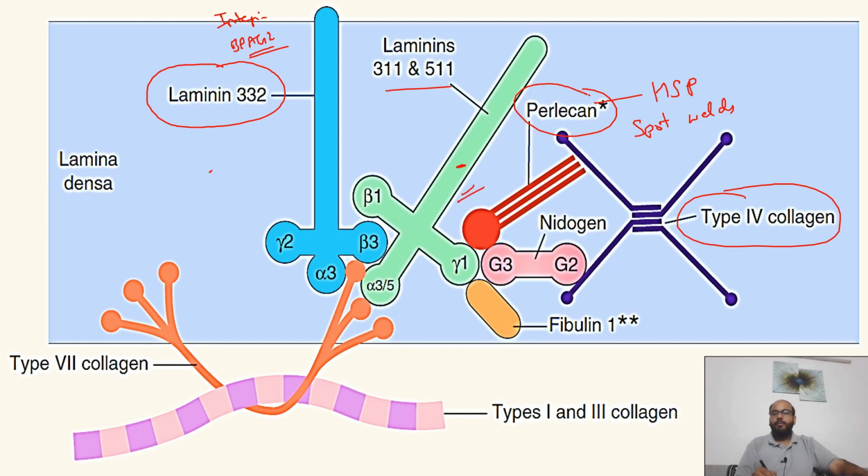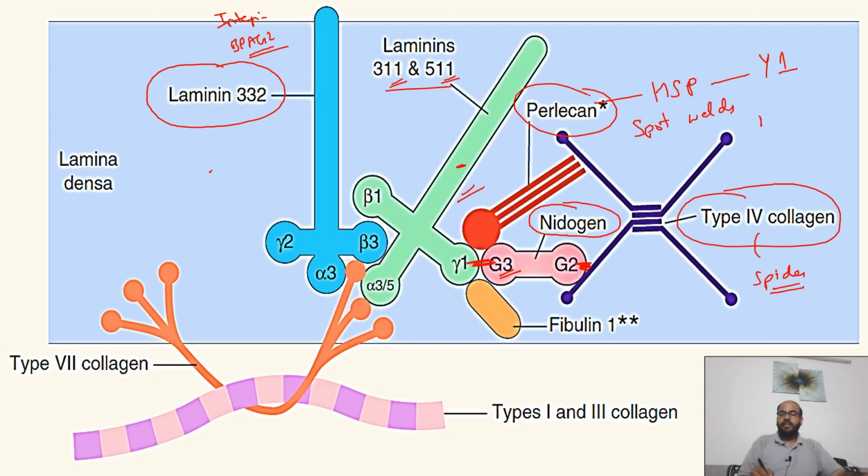Now, for perlecan to attach, you need to have a gamma 1 chain in laminins. That is why it can attach strongly to only 311 and 511, because the last digit is 1, that means the gamma chain is 1. Now, this is the type 4 collagen spider. The nidogen molecule further stabilizes this bond. As we have already told you, there are three parts. The third globular protein will attach to the laminins, while the second one will attach to the collagen. We have discussed that in the nidogen slide, isn't it? Okay.